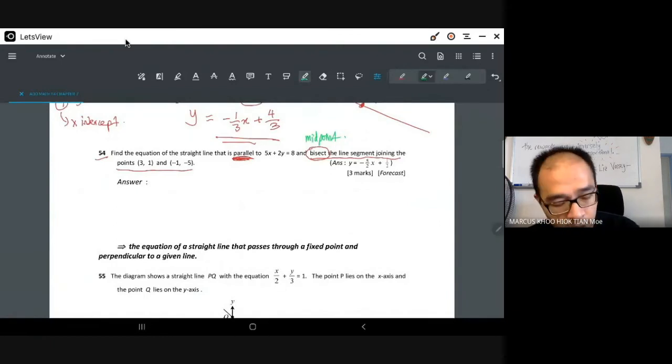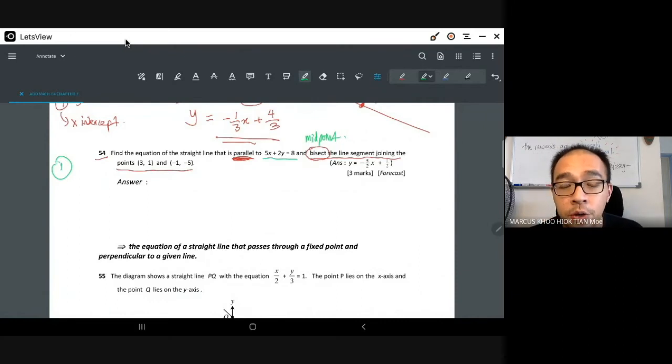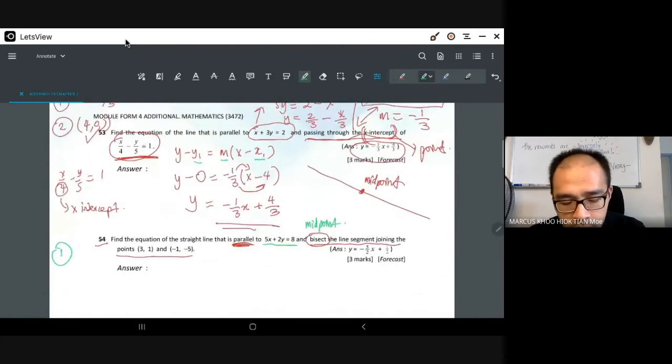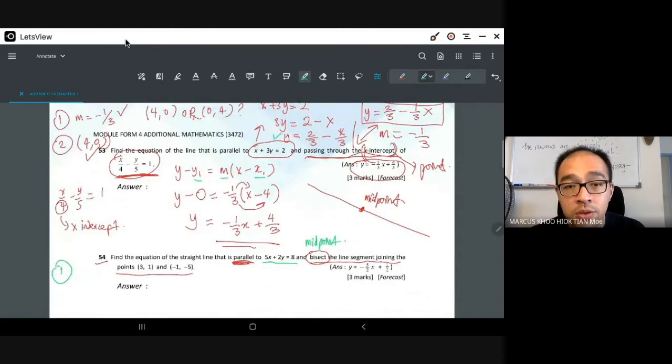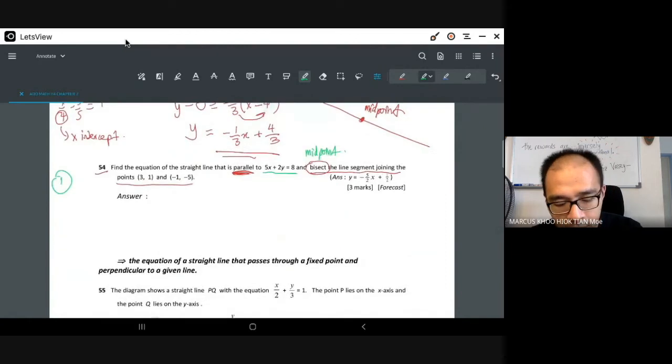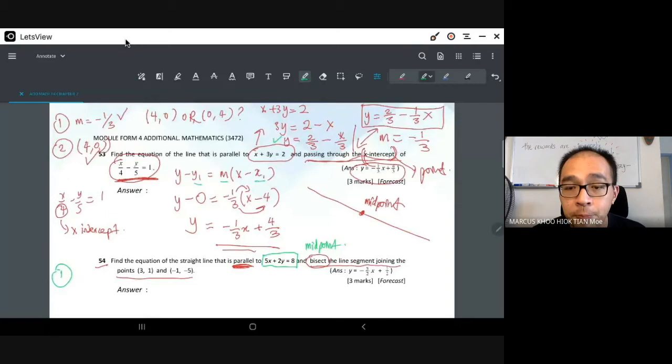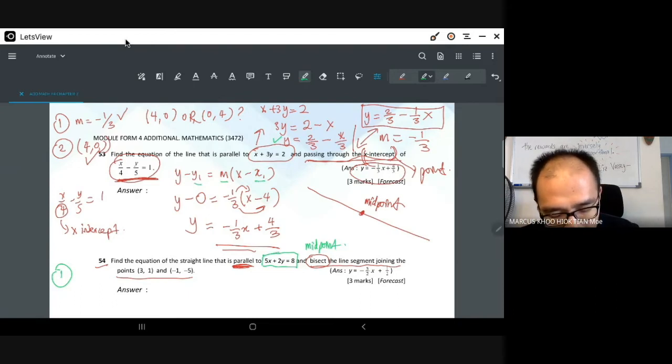So let's talk about the gradient first, because we want to always talk about gradient first. So this is 5x plus 2y equals 8. Can you change it until it becomes y equals and so on, and tell me what is the gradient for this equation? Do it first, please. Do it and then tell me. Oh, you know what? Let's split this work now. Boys, I want you to adjust this and tell me what is the gradient. Girls, I want you to tell me what is the midpoint of this one.